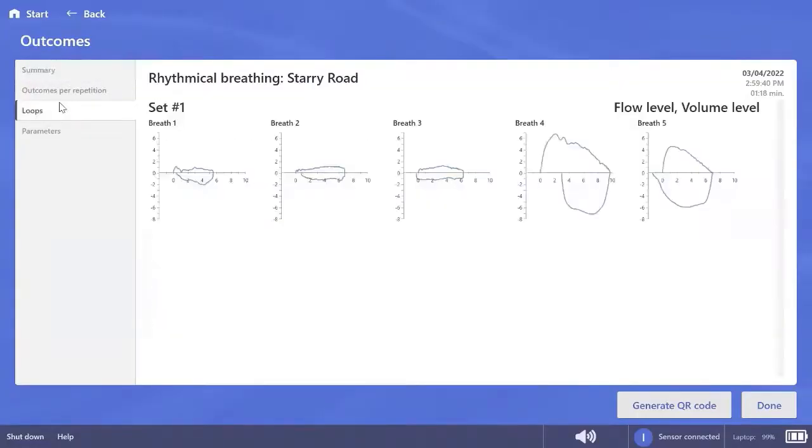And just to show you the loops very briefly, here we can see both the inhalation and exhalation, so it's on the positive and negative side of the graph. Breath 1, 2, and 3 look very good, very symmetrical, low to the x-axis, versus at 4 and 5, where it's just, again, that shallow, quick breath of air.